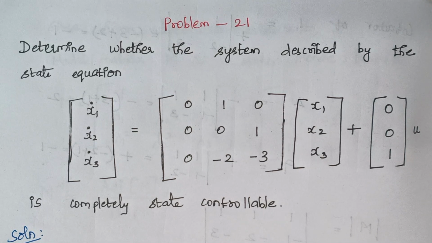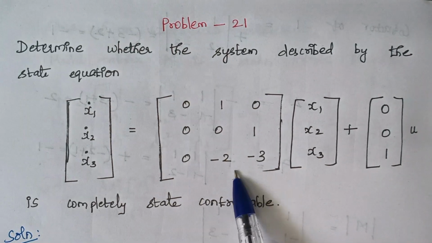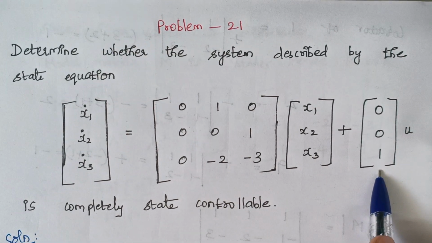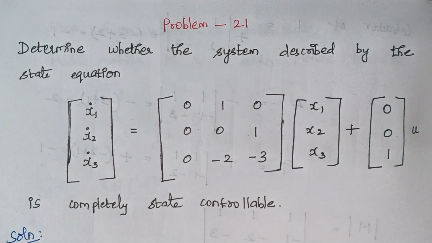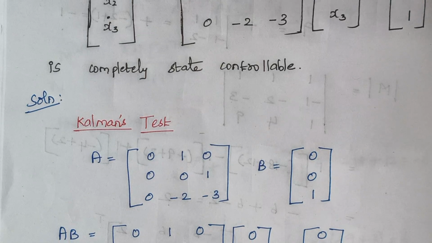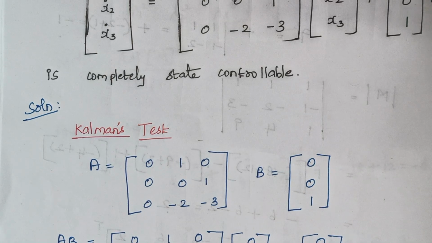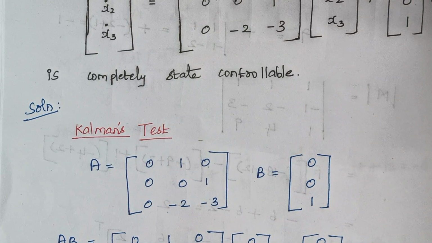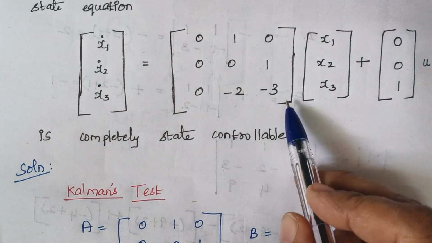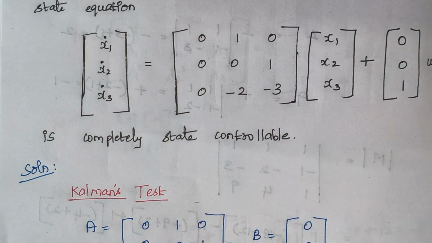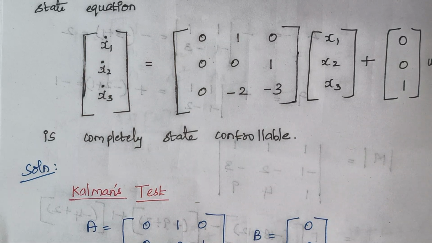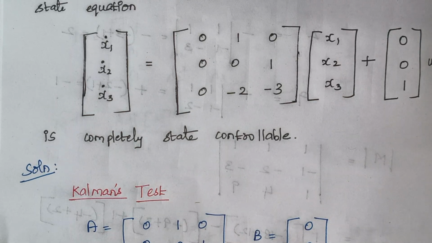From the problem it is clear that this is your A matrix and this is your B matrix. Initially we are starting with Kalman's test. In Kalman's test, we have to find the matrices AB and A square B, because this is a 3 by 3 matrix. Therefore, our Kalman's matrix should also be a 3 by 3 matrix, that is 3 rows and 3 columns.